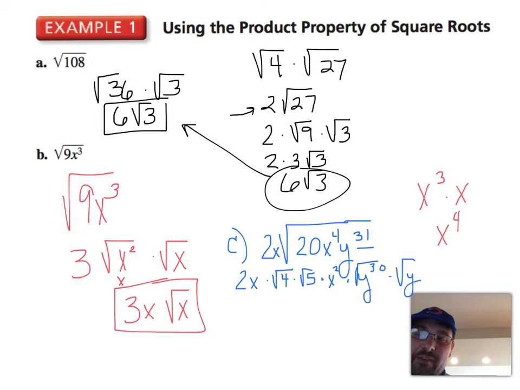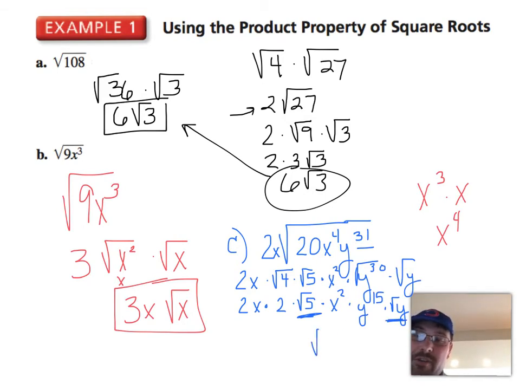This will give me 2x multiplied, the square root of 4 is 2, multiplied by root 5, multiplied by x squared. The square root of y to the 30th is y to the 15th, multiplied by root y. So, the roots, I can use the product property to put them back underneath the square root. So that's going to be the square root of 5y. I cannot simplify that. But everything else gets put together.